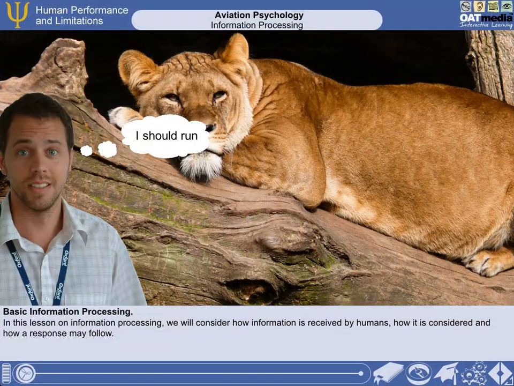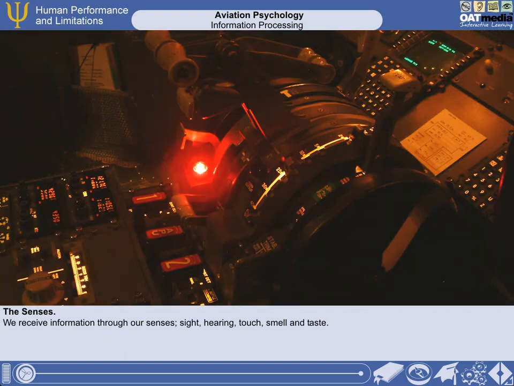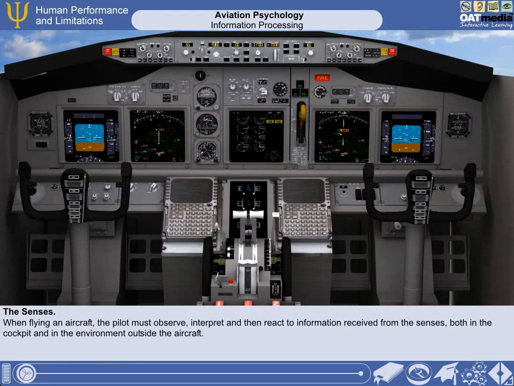In this lesson on information processing, we will consider how information is received by humans, how it is considered, and how a response may follow. We receive information through our senses: sight, hearing, touch, smell, and taste. When flying an aircraft, the pilot must observe, interpret, and then react to information received from the senses, both in the cockpit and in the environment outside the aircraft.